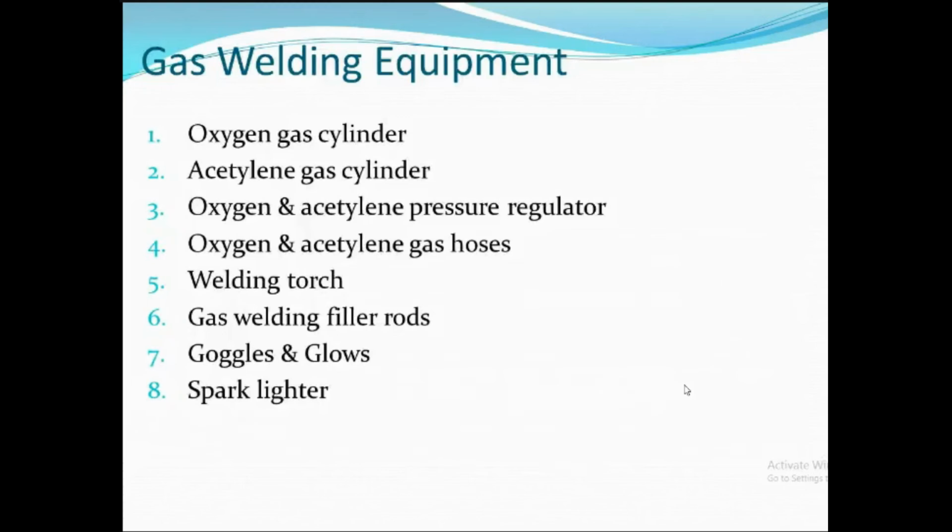What are the different gas equipments or welding equipments we require? That is the list of equipments we require for doing the welding. First one is the oxygen gas cylinder. Second one is the acetylene gas cylinder. Third one is the oxygen and acetylene pressure regulators, oxygen and acetylene gas regulators, welding torch, gas welding filler rods, goggles, gloves, spark lighters. These are the materials required for doing the gas welding processes.